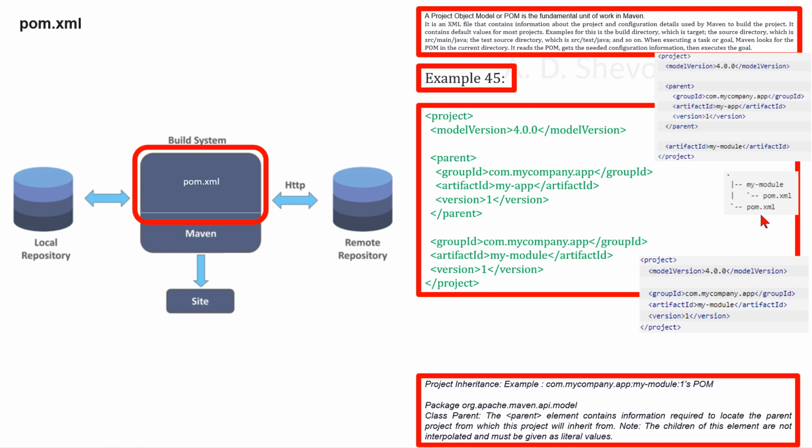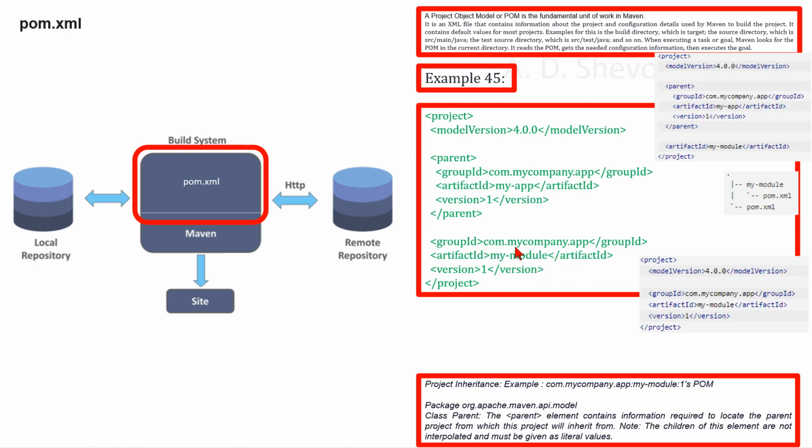com.mycompany.app:my-app:1 into the parent artifact of com.mycompany.app:my-module:1, we'll have to modify the com.mycompany.app:my-module:1's pom in the following configuration. This is com.mycompany.app:my-module:1's pom.